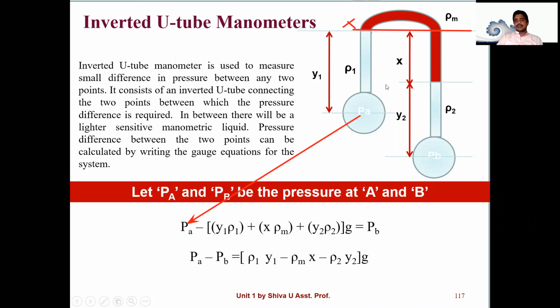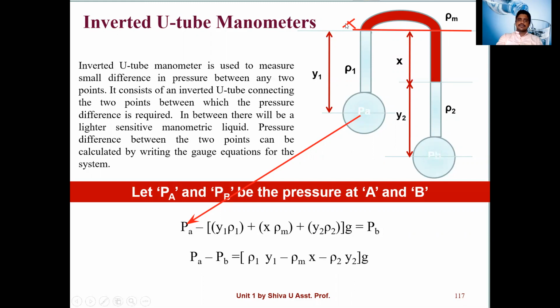And from the equilibrium level we have another height, but the fluid is different, so that becomes y2 rho 2 G. On equating at the equilibrium level, we get the difference in the pressures. So PA minus PB is equal to rho 1 y1 minus rho m x minus rho 2 y2, into G. This equation measures the difference in pressure using the inverted U-tube manometer.